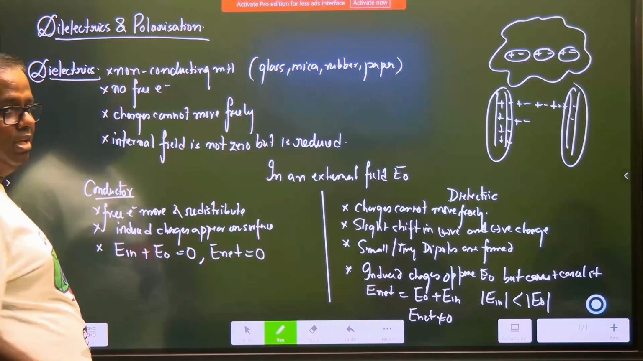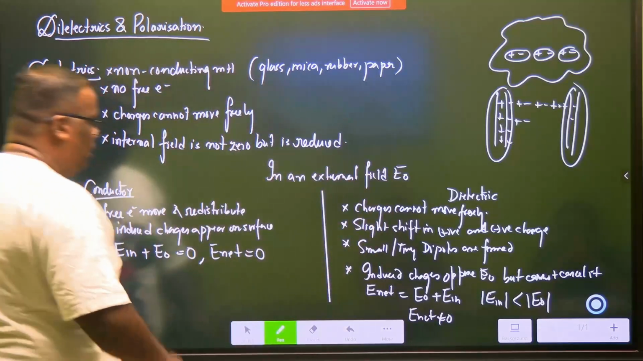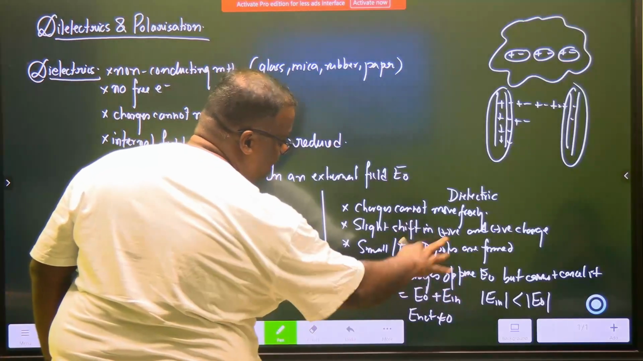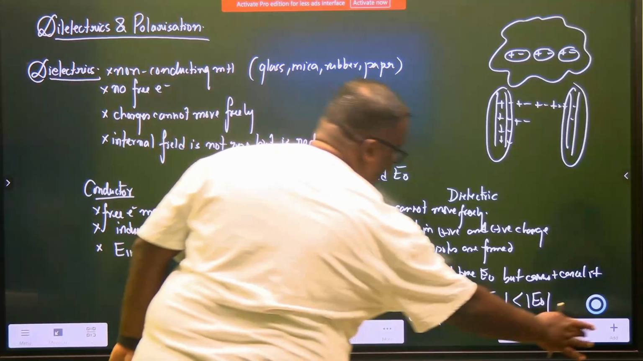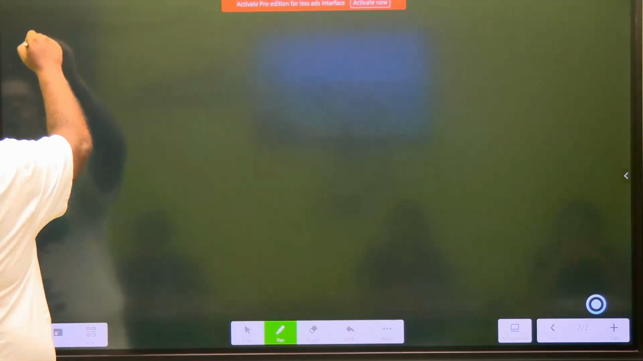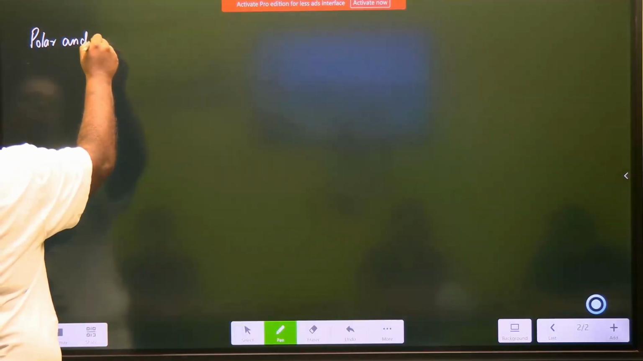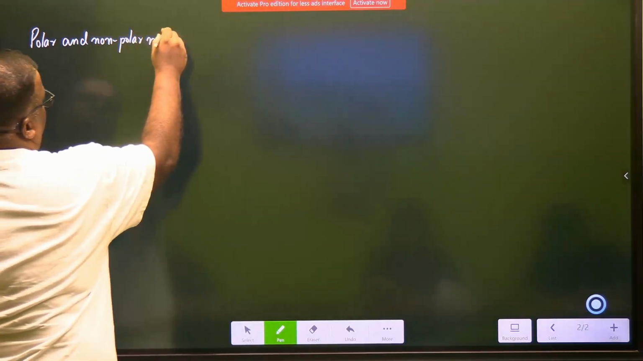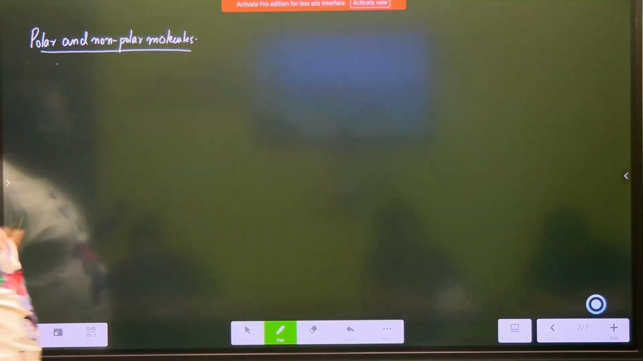But this is a summary. Please understand. In a conductor, if you apply an external electric field, nothing happens inside the conductor; E net is 0. Here, E net is not 0. So now we try to understand what polarization is and why this is happening. For that, first let us understand polar and non-polar molecules. This is chemistry. Let us first see whether you have any idea of polar and non-polar.